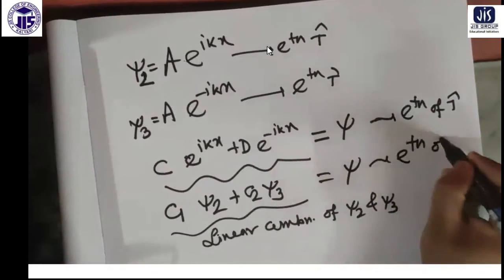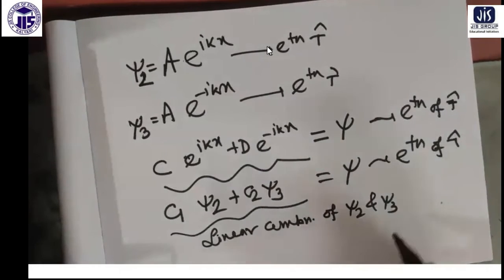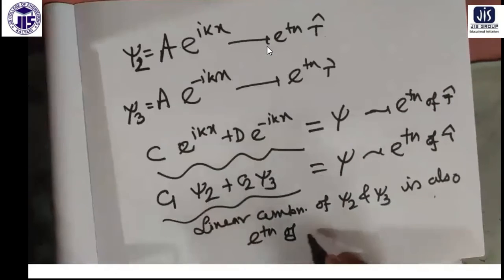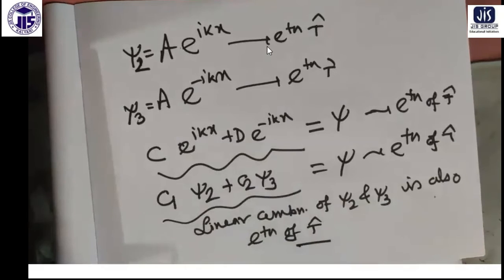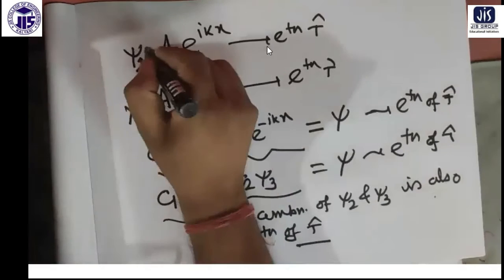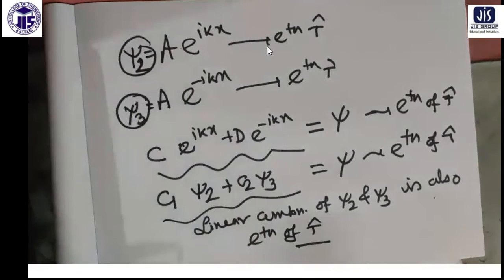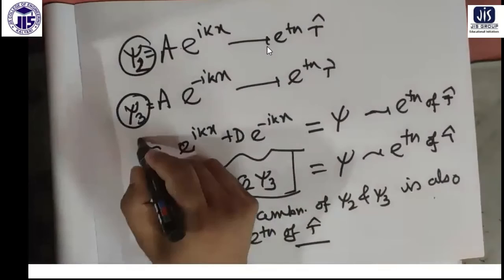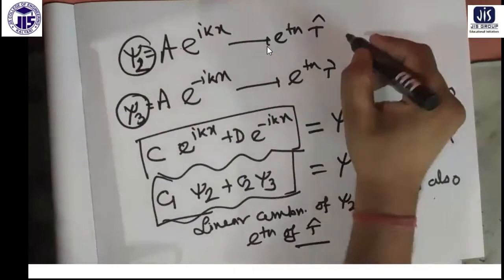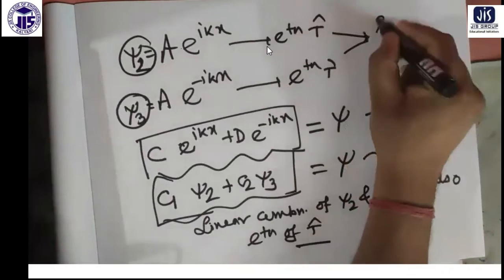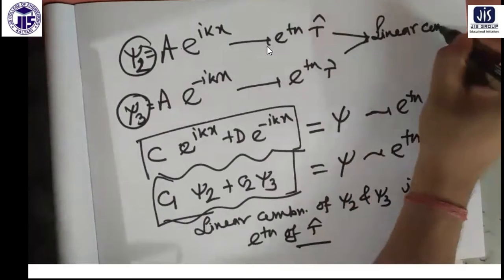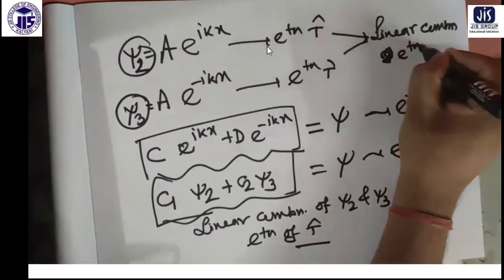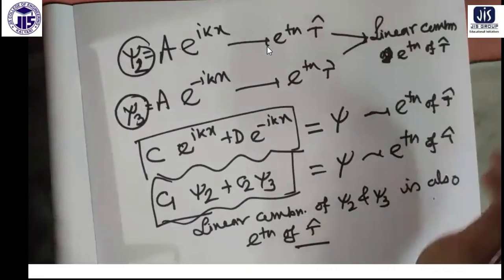So if individual functions are eigenfunctions of an operator, their linear combination is also an eigenfunction of the same kinetic energy operator. Now this is one of the theorems of physics. If psi 2 is an eigenfunction of that operator, and psi 3 is an eigenfunction of that operator, then their linear combination c1 psi 2 plus c2 psi 3 will also be an eigenfunction of the same operator. That is what I am trying to tell you.